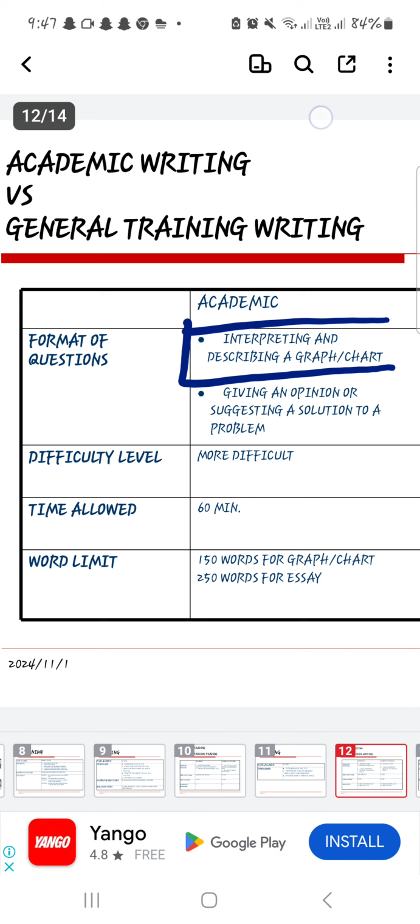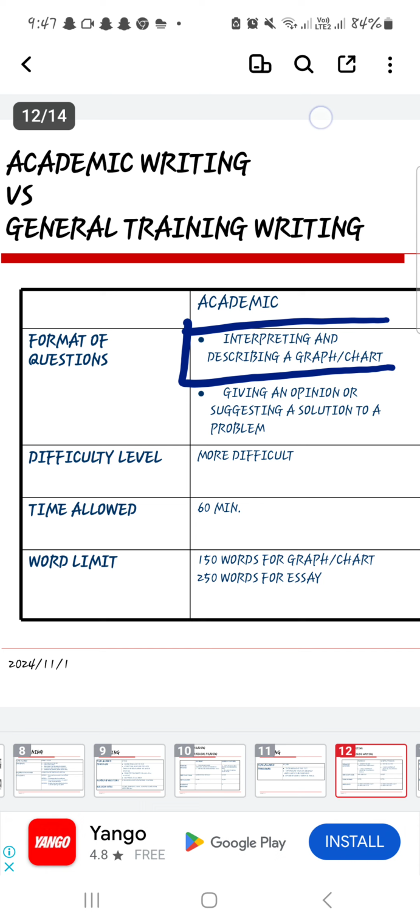Okay, and you are supposed to write 150 words. It will be in the form of a diagram, and you're supposed to write it within 15 to 20 minutes, and the word limit is 150 words, so don't exceed 165. Is that clear? Okay, all right. Now let's move to task 2.